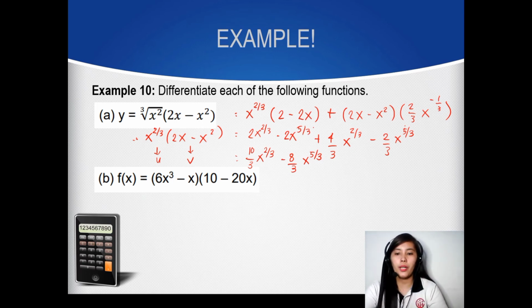Then for letter B, we have f of x equal to 6x cubed minus x times 10 minus 20x. So this will be our u and this will be our v. Okay, so for u, let's write 6x cubed minus x.